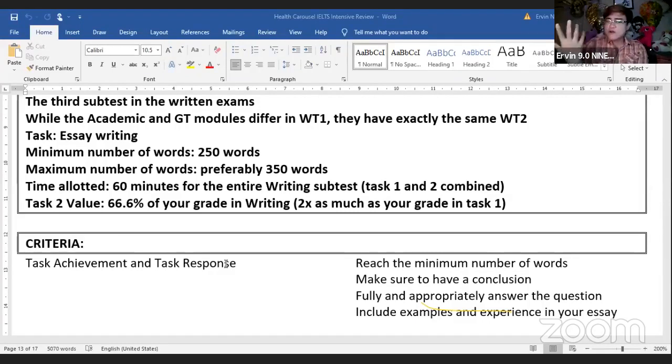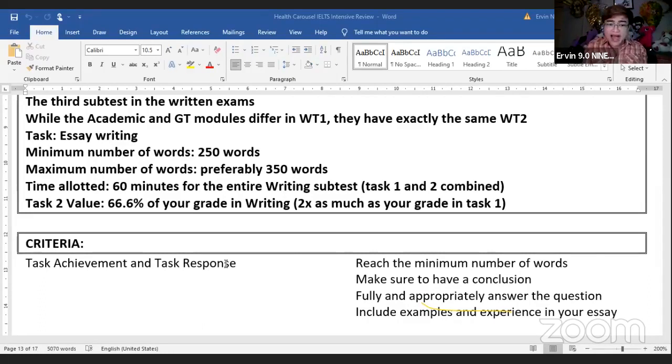Now you want to ask, how come it's the case? It's very simple. In writing task one, you are not answering any question. That is why you are not responding. Instead, you come up with an objective report. So the question is, were you able to achieve what the task description requires you to do? This is why in task one, we call it TA. However, it's called task response in task two because this is when you give your opinion.